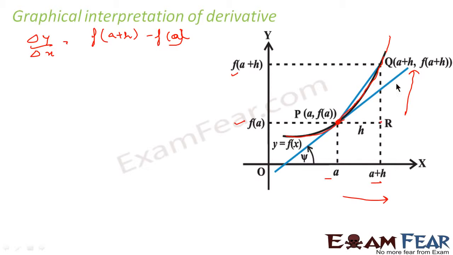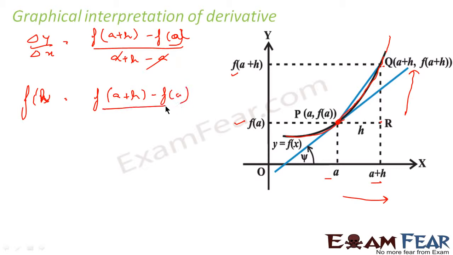This is f(a), this is f(a+h). From here to here, the change in y is f(a+h) minus f(a). And change in x is nothing but a plus h minus a, because this is a plus h, this is a. This is cancelled. So we can say that f dash of x at the point a is nothing but f(a+h) minus f(a) by h, and that is the derivative. Thus graphically we are proving this.